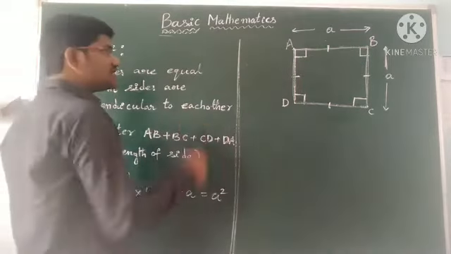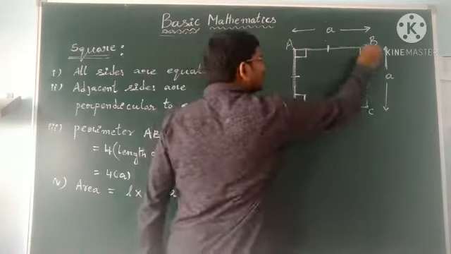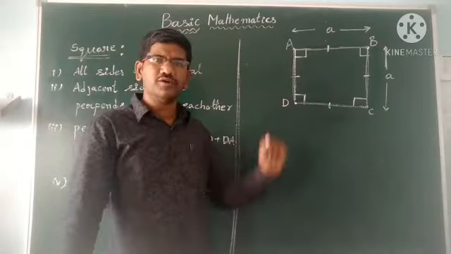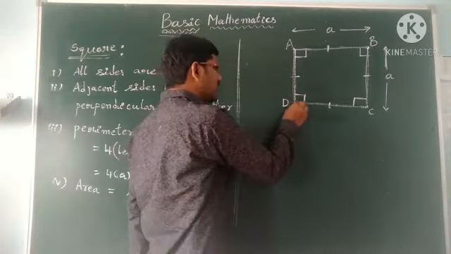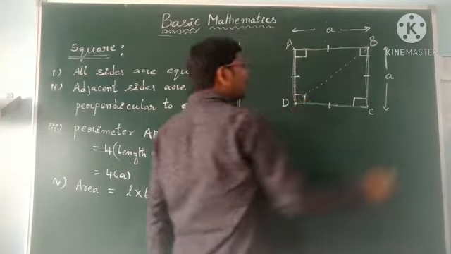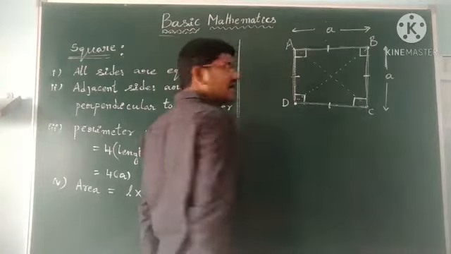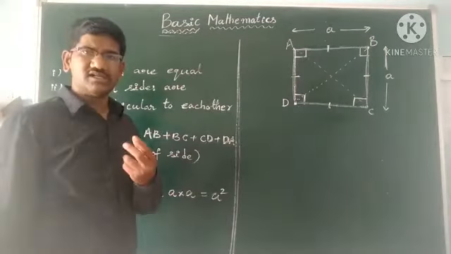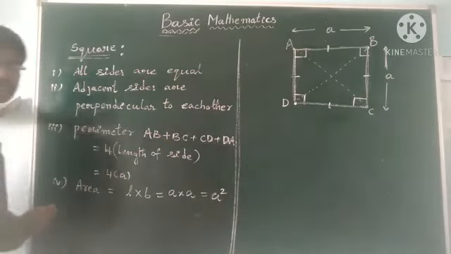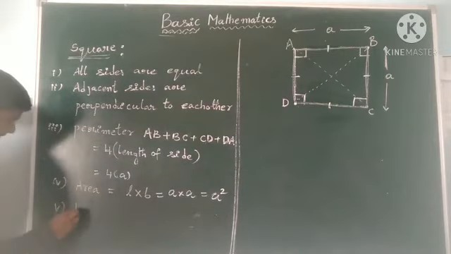Next one: diagonals are here. The lines linking the opposite vertices are called diagonals. So DB is one diagonal, and AC is another diagonal. These diagonals bisect each other. So the next point is that the diagonals bisect each other.